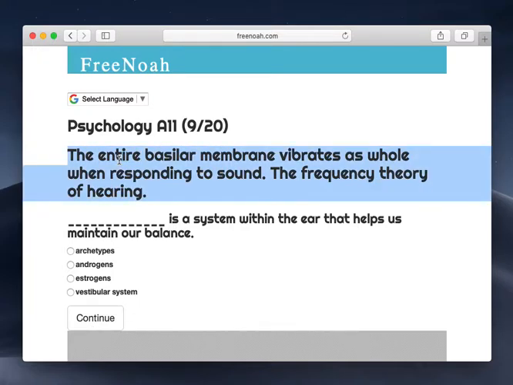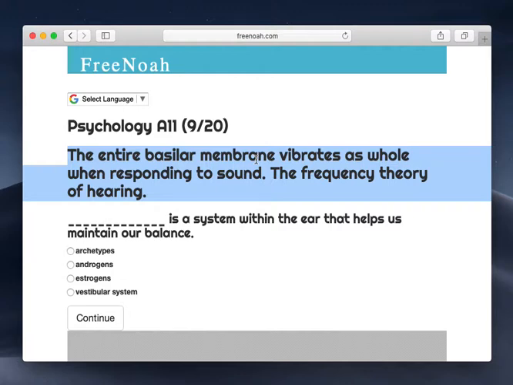So the entire basilar membrane vibrates as a whole when responding to sound. And this is known as the frequency theory of hearing. So remember that the basilar membrane is located within the inner ear and receives messages from the middle ear, right? Now this theory itself says that the basilar membrane vibrates as a whole, and depending on the frequency will determine the neural impulses that it sends out through the auditory nerve to the brain, right?